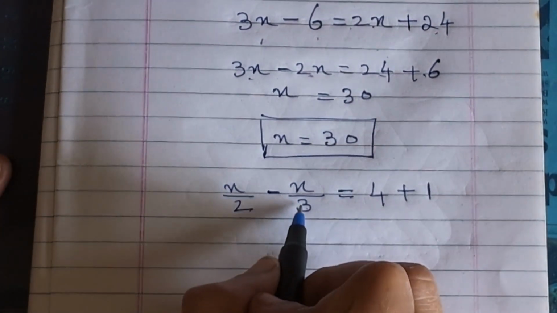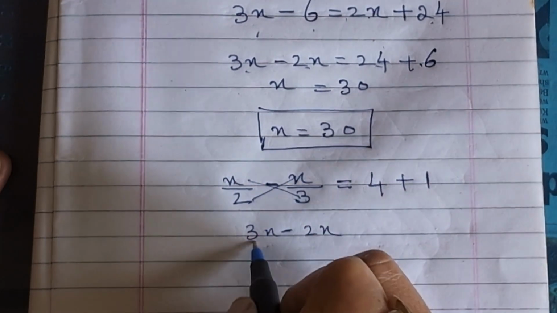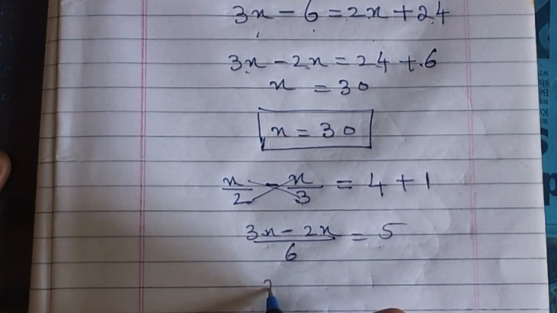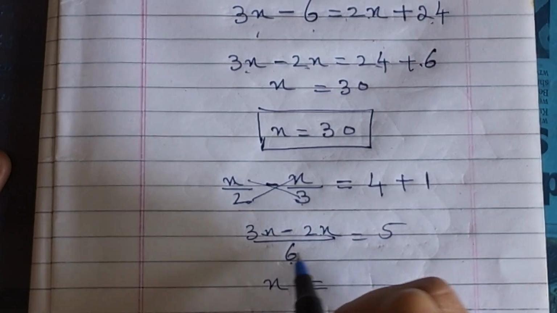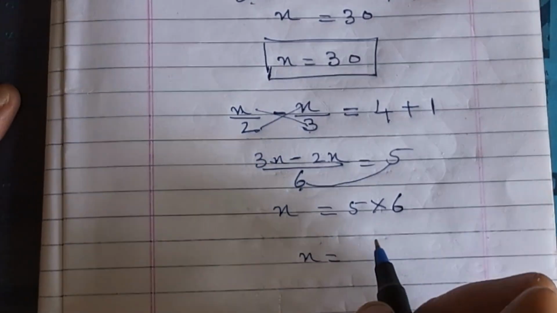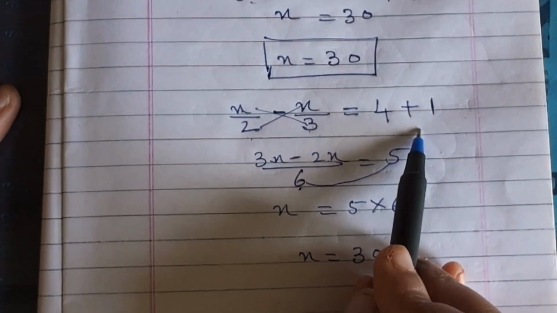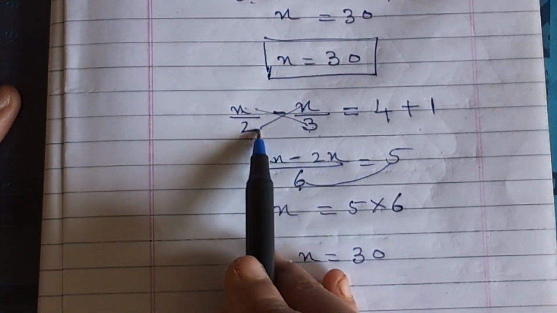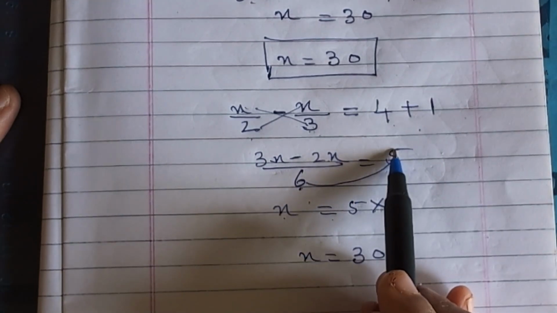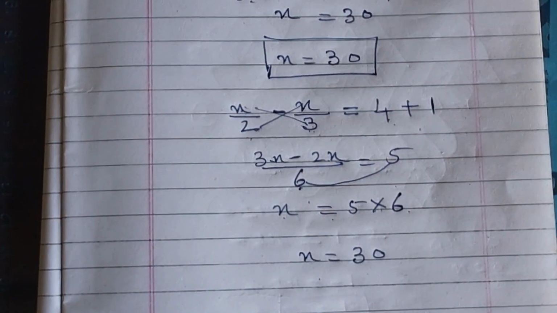Now we have to solve this. This can be solved easily by cross multiplication. So 3x minus 2x upon 3 into 2, 6, equal to 4 plus 1, 5. 3x minus 2x is x equal to, now 6 is here, so this 6 will go here, so 5 into 6. So x equal to 30. So we can also solve this by this method, directly combine the like terms. So cross multiply, 3x minus 2x upon 6 equal to 5. 3x minus 2x is x, and 6 goes up to the other side as multiplication. So 5 into 6, so x equal to 30. Okay, now let's move on to the next question.